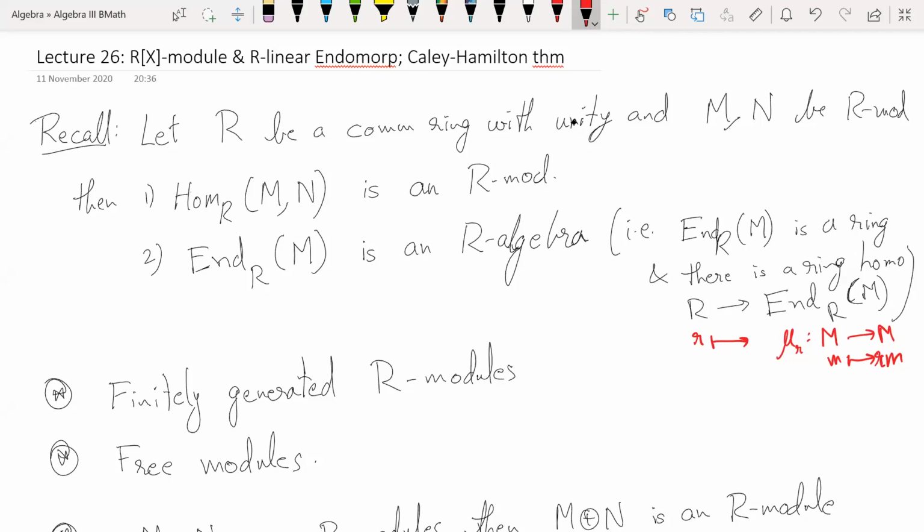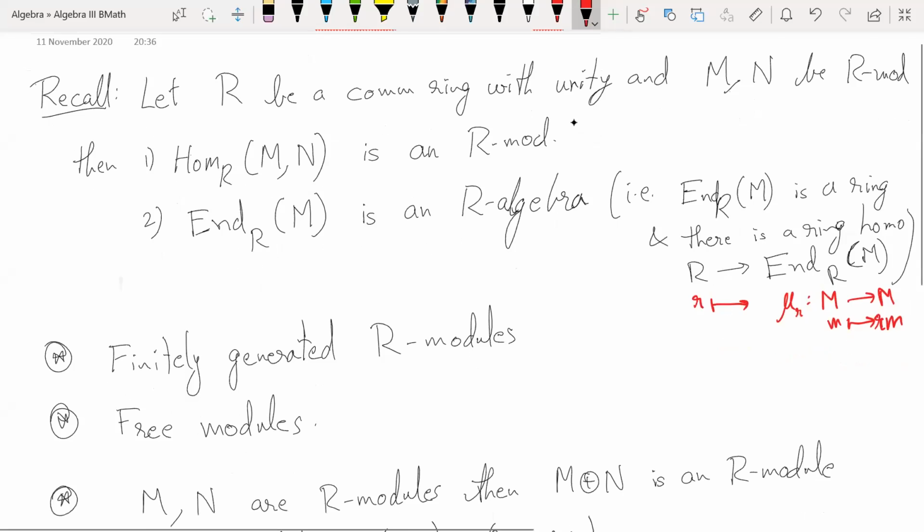An R algebra is a ring A together with a ring homomorphism from R to A. Okay. So we saw that End_R(M) is indeed a ring.